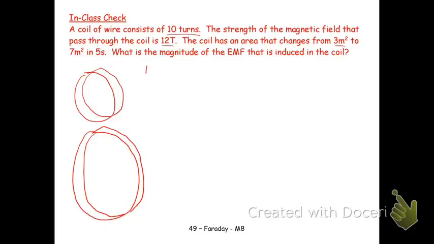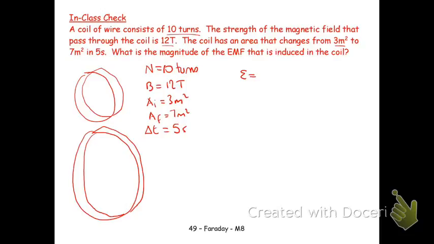I know my N equals 10 turns, and I know my B is equal to 12 Tesla. That's a constant. The area initial equals 3 meters squared. The area final is equal to 7 meters squared. My delta T, in 5 seconds, means delta T is equal to 5 seconds. Not by 5 seconds, but in 5 seconds.